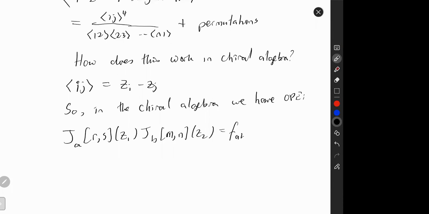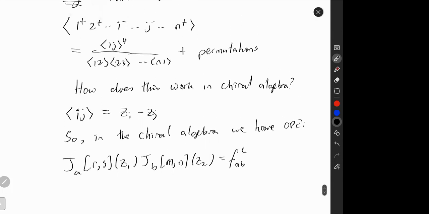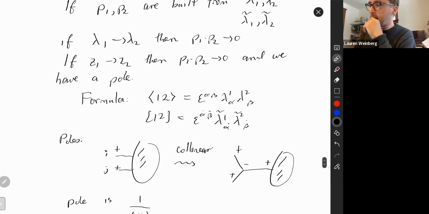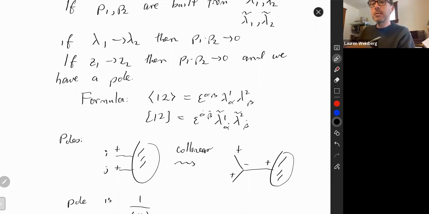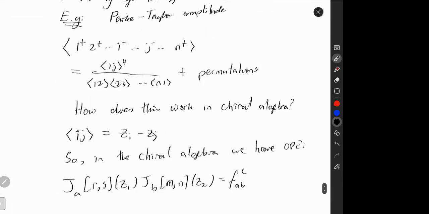I have a question. Yeah, of course. So when you have ij, this angle bracket essentially means epsilon alpha beta lambda_i alpha lambda_j beta, right? When you convert the lambdas to z's, how do you get z? For one you get 1 and z1, and for the other you get z2 and 1. Is that how you get it? Exactly. Okay, good.